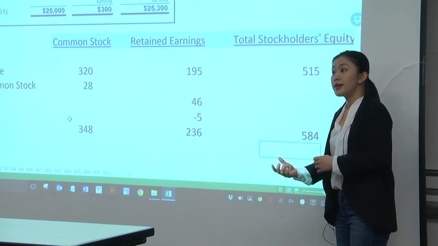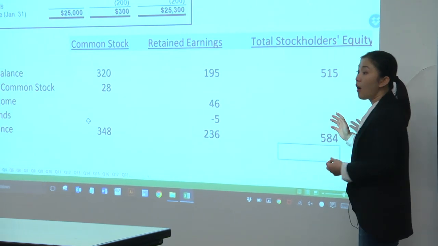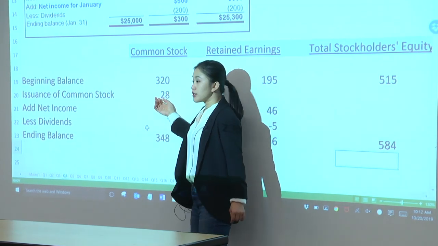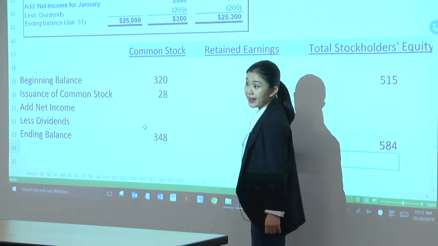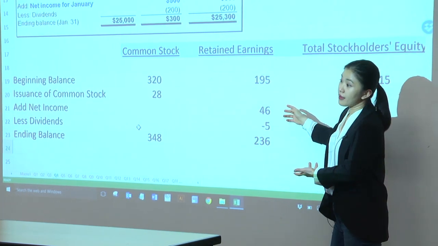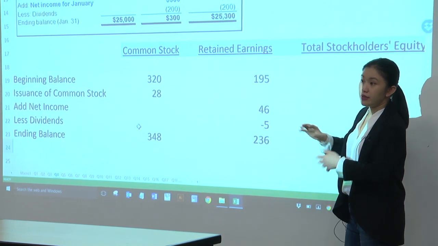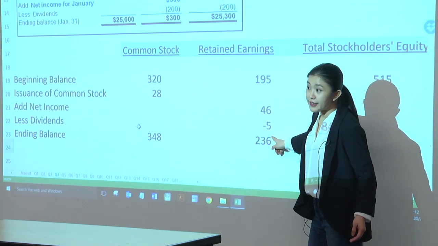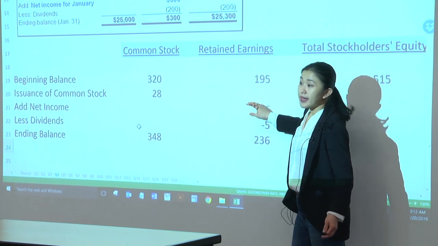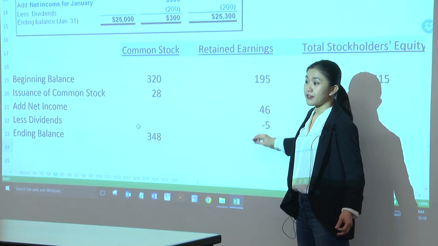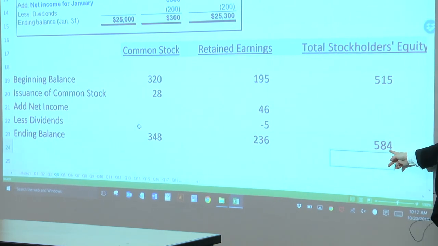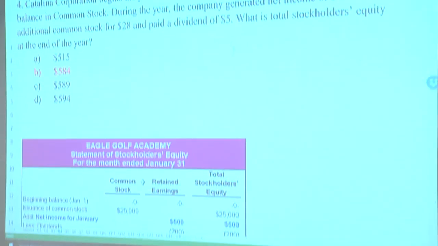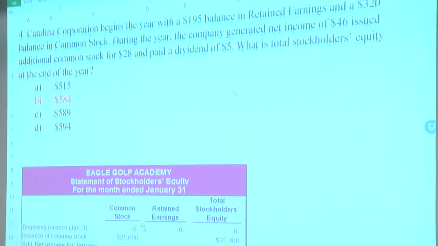So once you are familiar with the statement, all you need to do in the exam is memorize which one is added and which one is subtracted, and then you have everything, right? So you can just calculate it using one formula. Common stock is added, net income is added, only dividend is subtracted. You have the beginning, you sum up the changes, subtract the dividend, and then you will have the final number. All right, so the answer is B, 584.